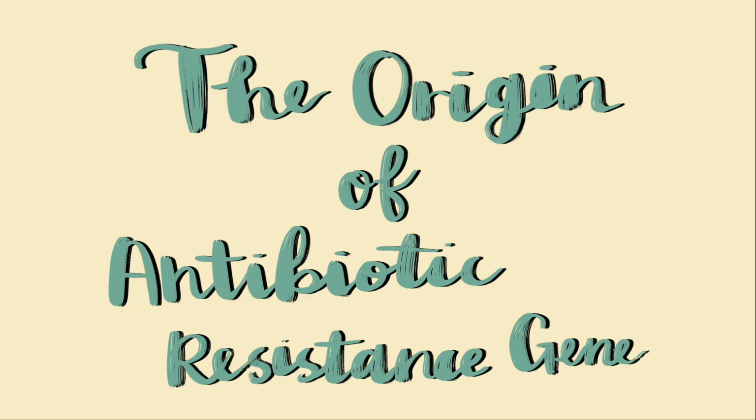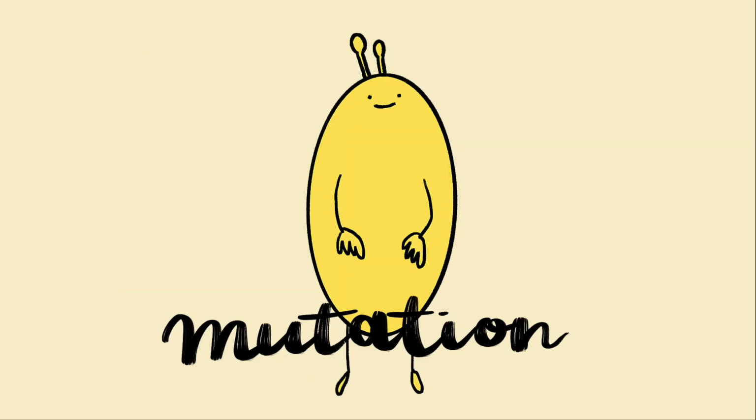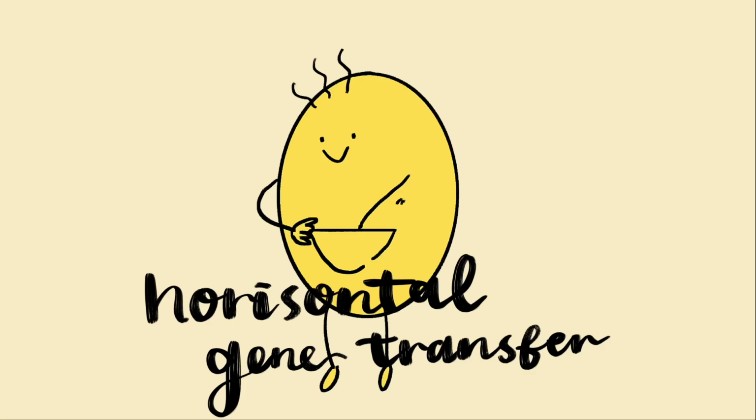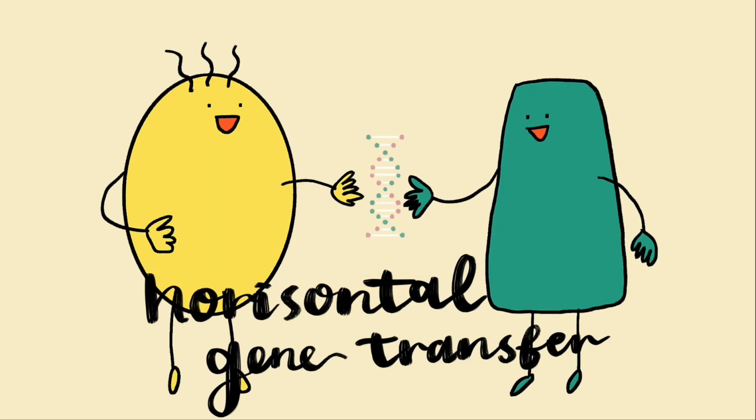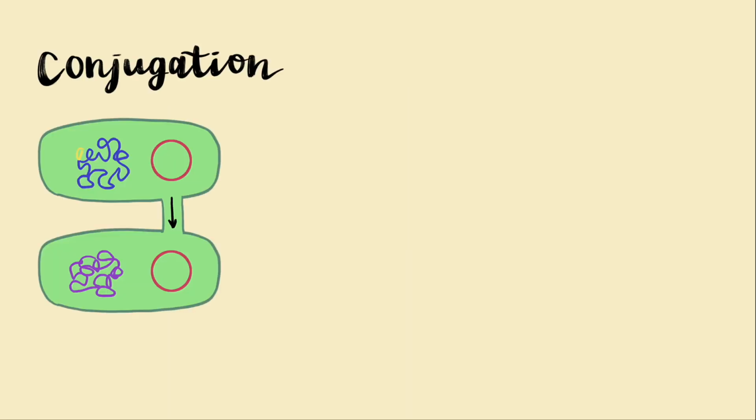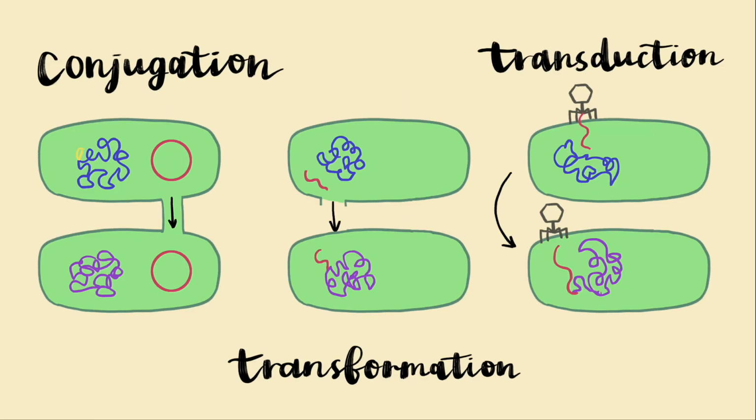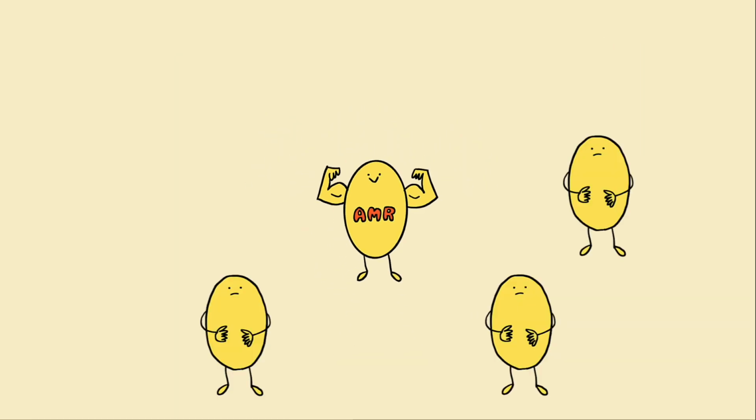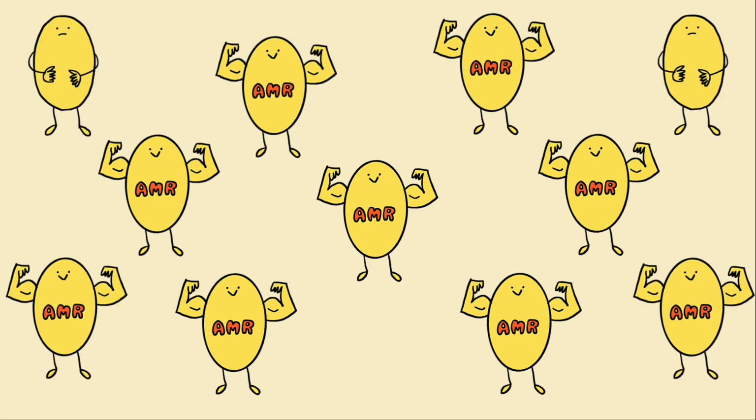Antibiotic-resistant genes originate from two sources: first, as a consequence of mutation, and second, from horizontal gene transfer. During horizontal gene transfer, antibiotic-resistant genes are located on plasmids or transposons and can be transferred from cell to cell by three ways: conjugation, transformation, or transduction. This exchange allows the resistance to rapidly spread throughout the population of bacteria.